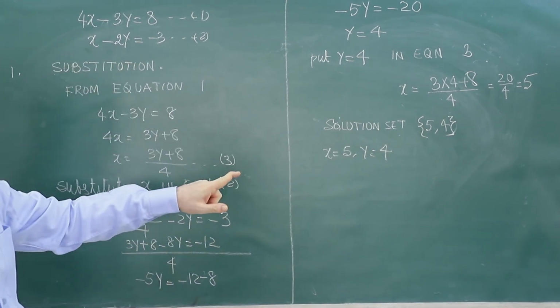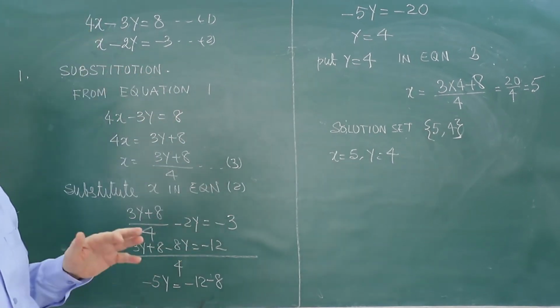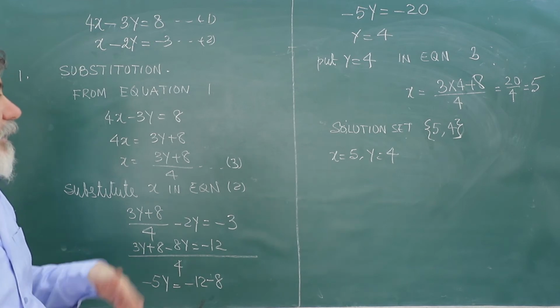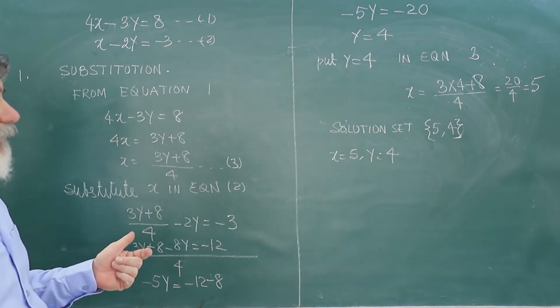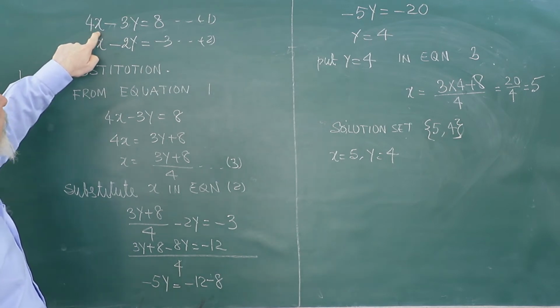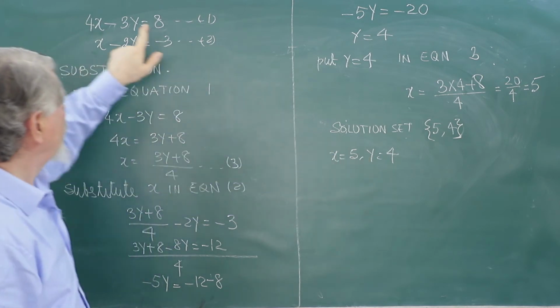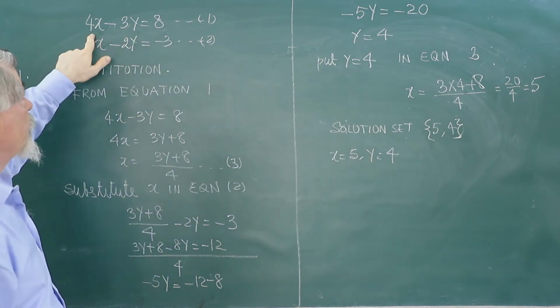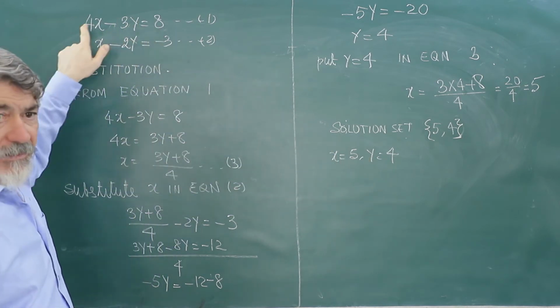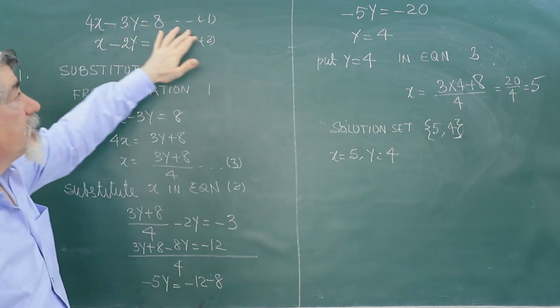Only this value of x and y will satisfy equation 1 and 2 completely. If I put x is equal to 5 and y is equal to 4, if x is 5, so 4 5s are 20, and if y is 4, 4 3s are 12. So 20 minus 12 is 8. Both sides, left and right sides, are equal, so this is satisfied.